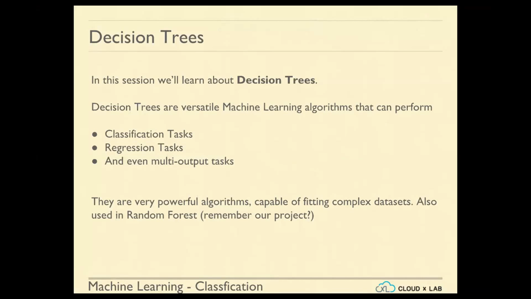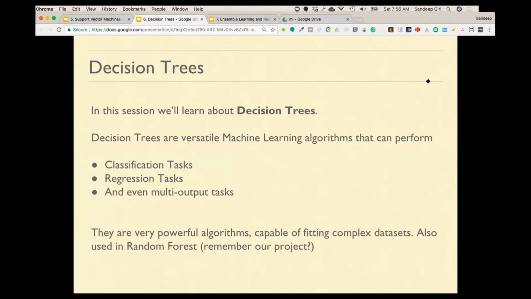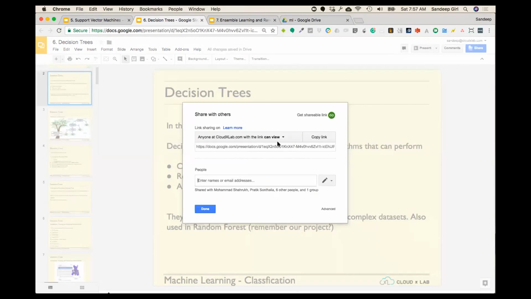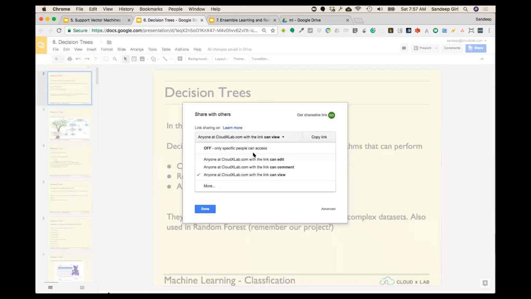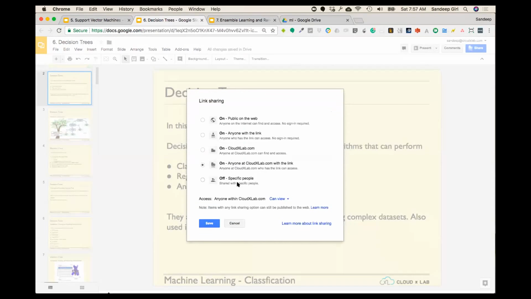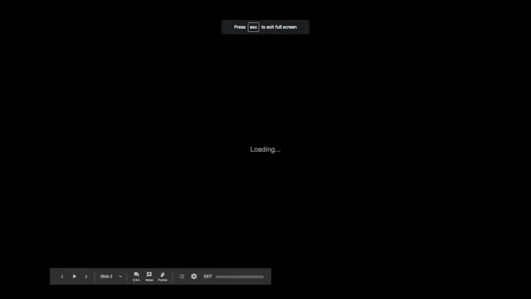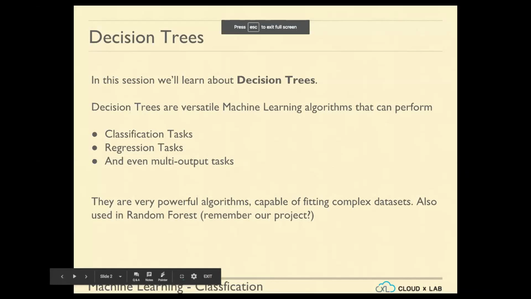So in this session, we are going to talk about decision trees. Basically, they are, oh, it is asking permissions. I think this is the same problem. Okay, can you try now?